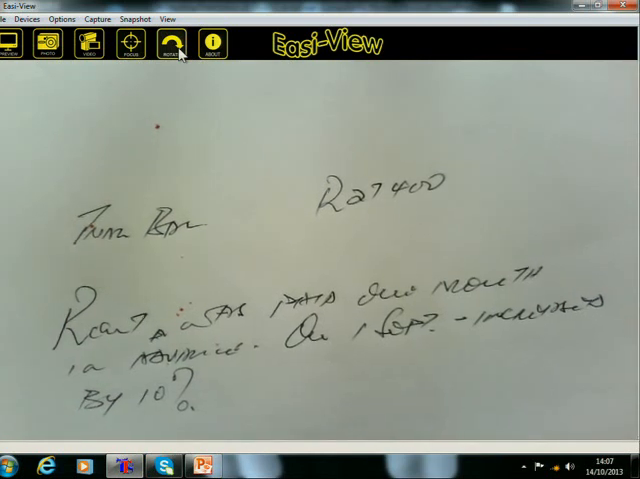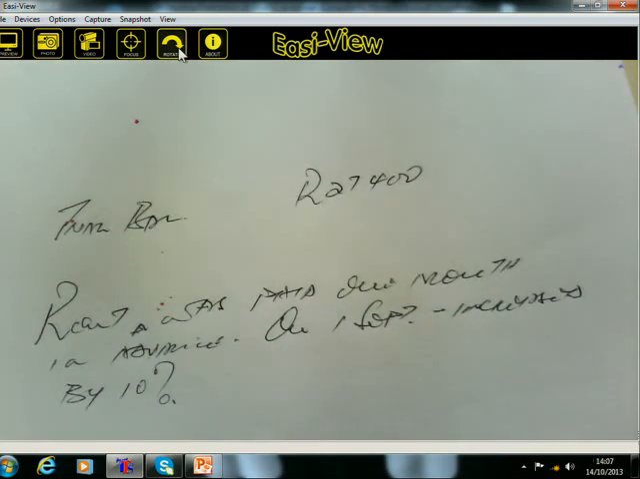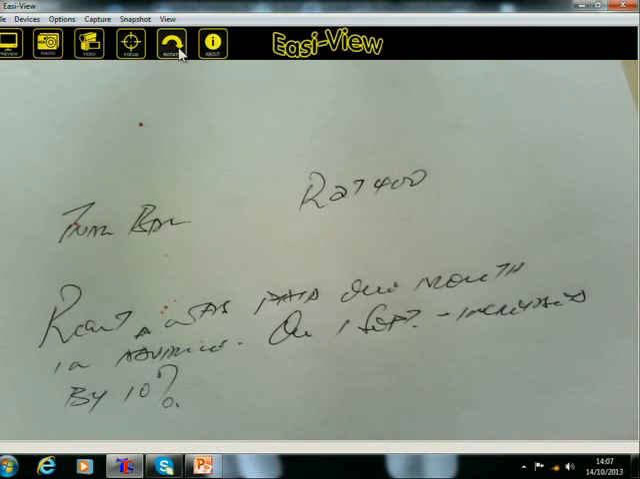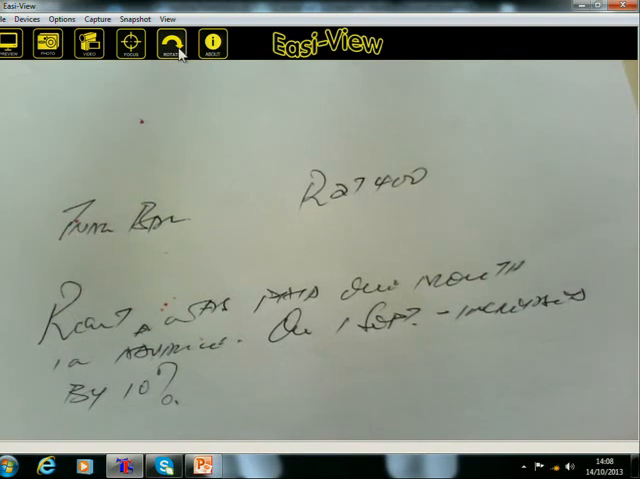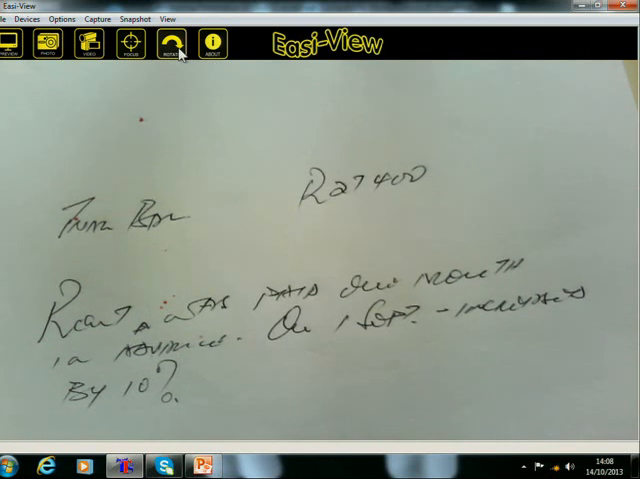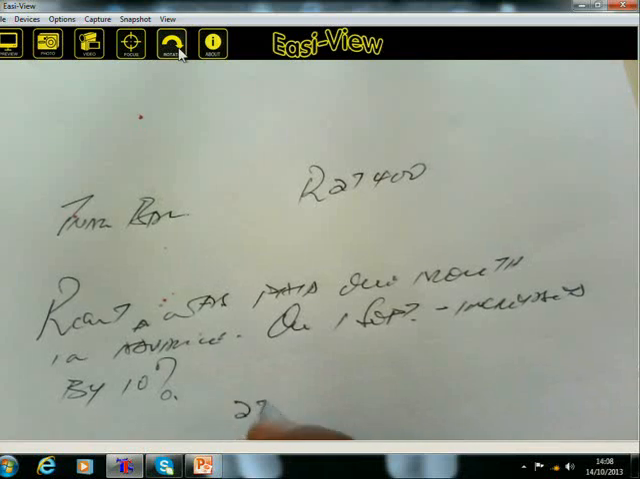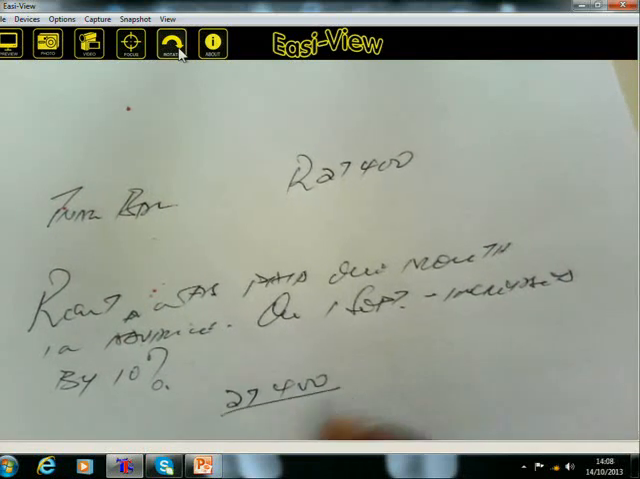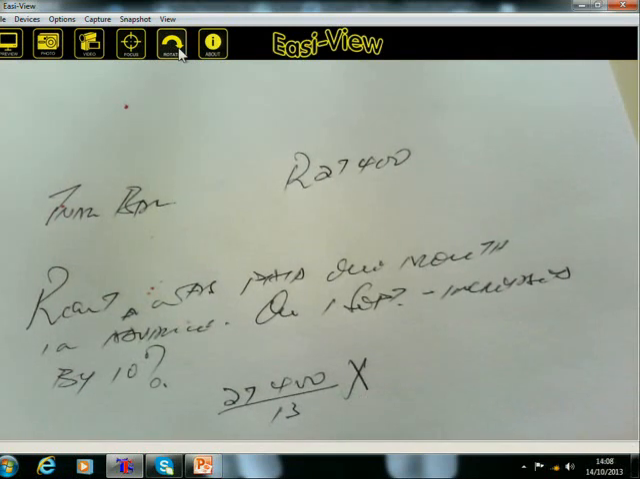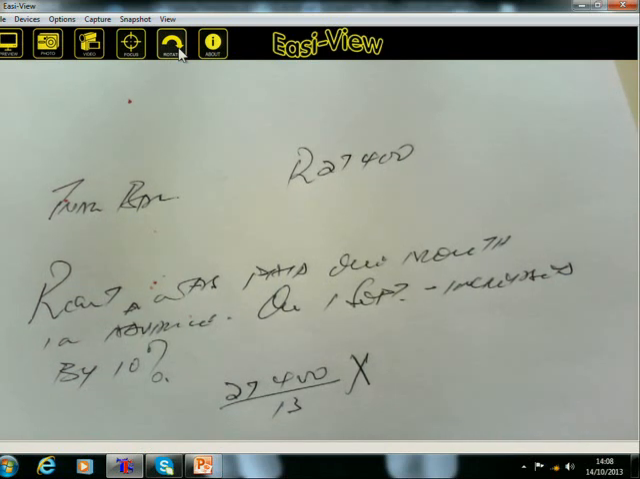Now the challenge here is to determine, clearly here we've got prepaid expenses. There's an amount that has been paid in advance towards rent, which is a prepaid expense. But how much is it? We need to determine that. And it's not as easy as saying 27,400 divided by 13. This is wrong.